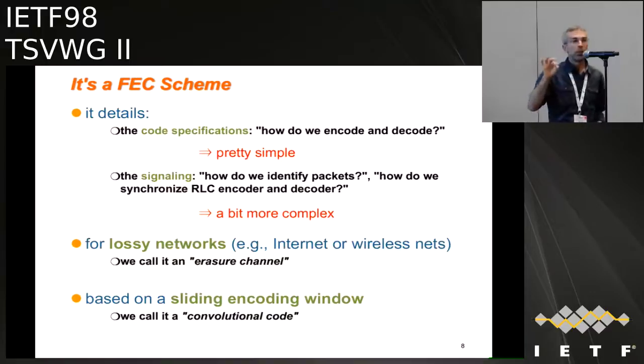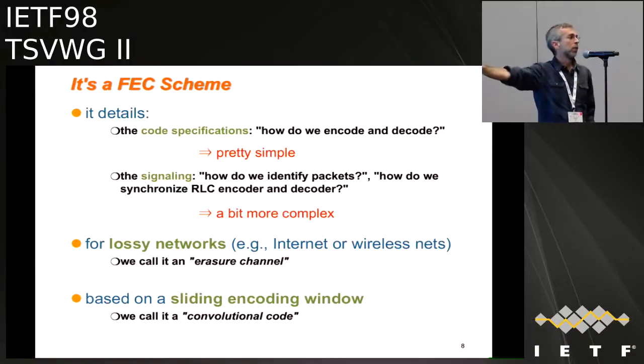Okay, this is a FEC scheme. What does it mean? It means that we specify, first of all, the code. We explain how to do encoding and decoding, and what techniques are used, which is in fact pretty simple. I have two slides about it. But we also specify all the signaling aspects, that is to say how to identify packets and symbols, and how to synchronize encoder and decoder, which is a bit more complex. This is for lossy networks, which means the Internet is a perfect match. This is also called an erasure channel, but you can forget that if you want. This is a convolutional code, which means that it works with a sliding encoding window. I have an example just after.